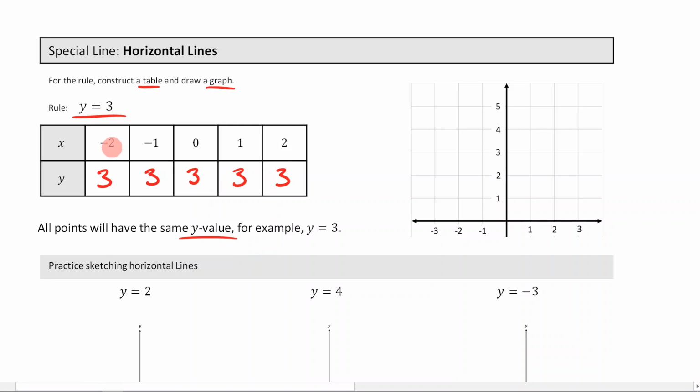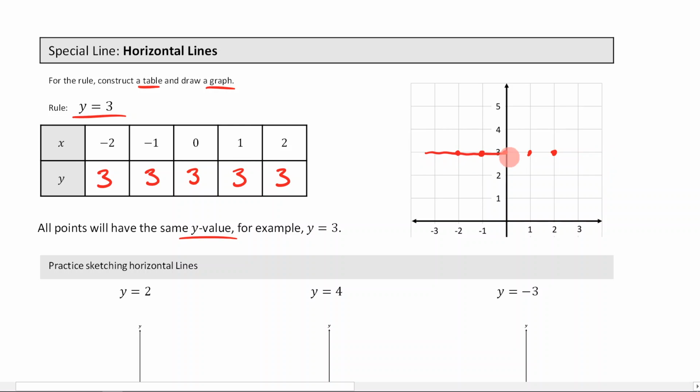So this is saying when x is equal to negative 2, y is equal to 3. When x is equal to negative 1, y is equal to 3. When x is equal to 0, y is equal to 3. When x is equal to 1, y is equal to 3. When x is equal to 2, y is equal to 3. Do you see that we get a horizontal line?